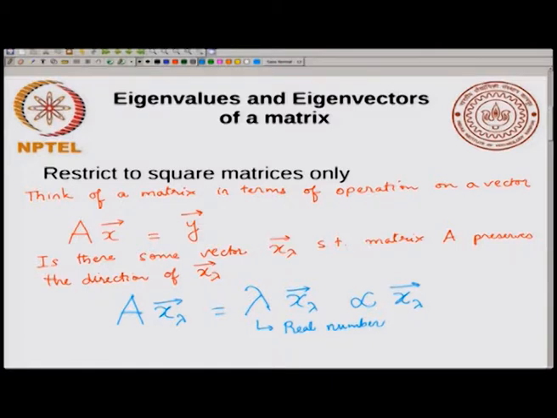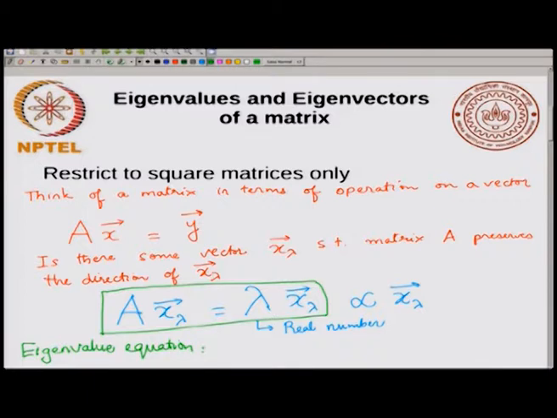If this is the case, then this equation is referred to as an eigenvalue equation. And what we say is that x lambda is an eigenvector of matrix A with eigenvalue lambda. It is very important to get the sense of this statement. What we mean is that x lambda is an eigenvector of the matrix A corresponding to the eigenvalue lambda.